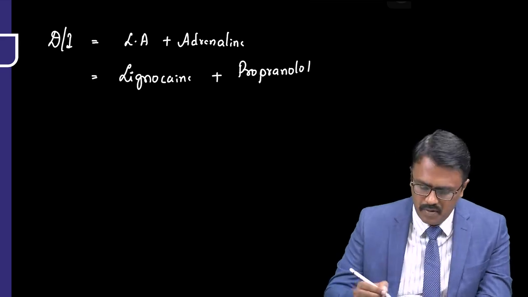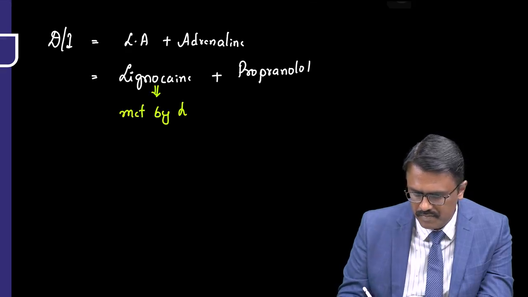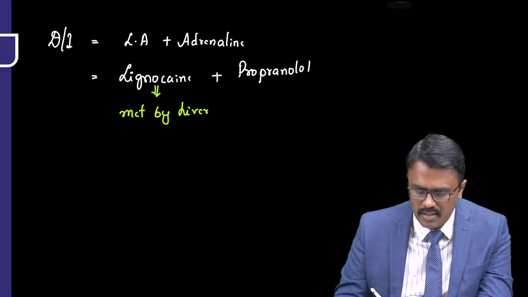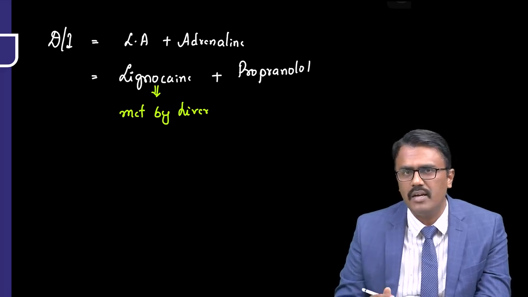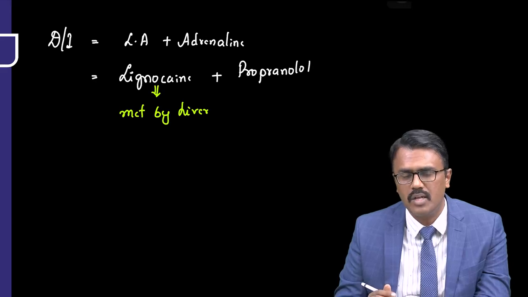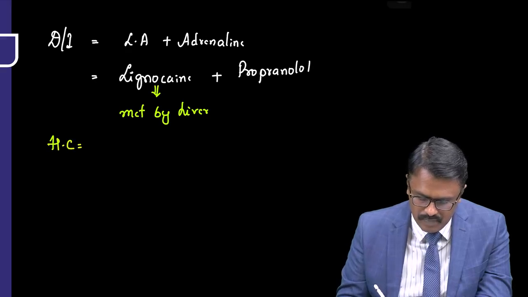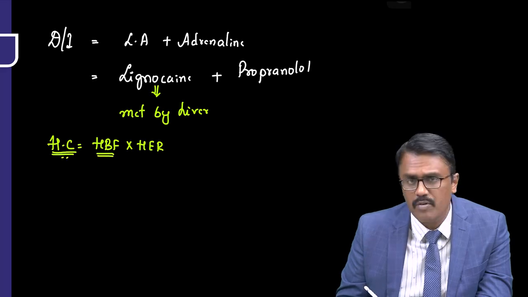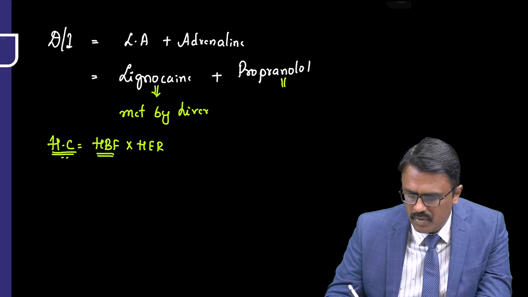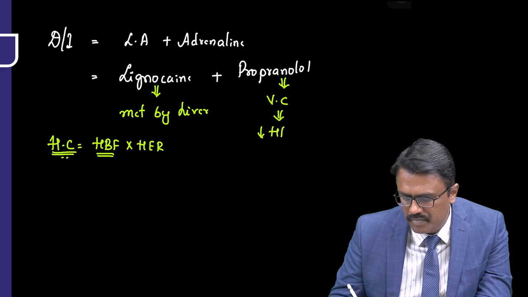Now easy. Now lignocaine is metabolized by what? Metabolized by liver. So how does it reach the liver? The blood vessel has to send the lignocaine to the liver, so then it will get metabolized. So the blood flow is important, because you know that hepatic clearance is equal to hepatic blood flow into hepatic extraction ratio. So hepatic metabolism depends on blood flow to the liver. Now what happens when I use propranolol? Propranolol is a vasoconstrictor and decreases hepatic blood flow.